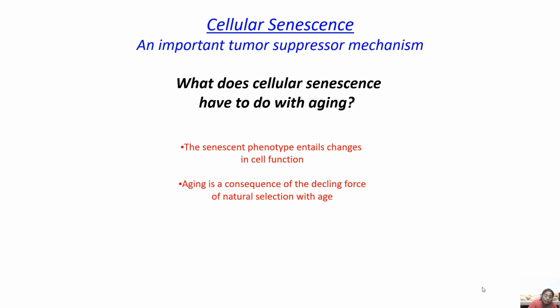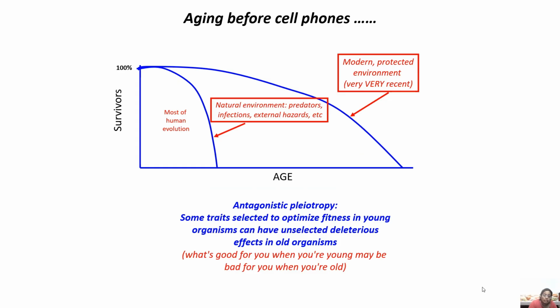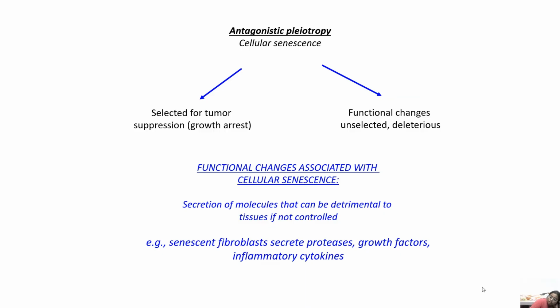Aging is a consequence of the declining force of natural selection with age. Now, what is antagonistic pleiotropy? Some traits selected to optimize fitness in young organisms can have unselected deleterious effects in old organisms. So, senescence is an example of antagonistic pleiotropy, selected for tumor suppression. Functional changes are unselected and deleterious, associated with secretion of molecules that can be detrimental to tissues if not controlled. Senescent fibroblasts secrete proteases, growth factors, and inflammatory cytokines.